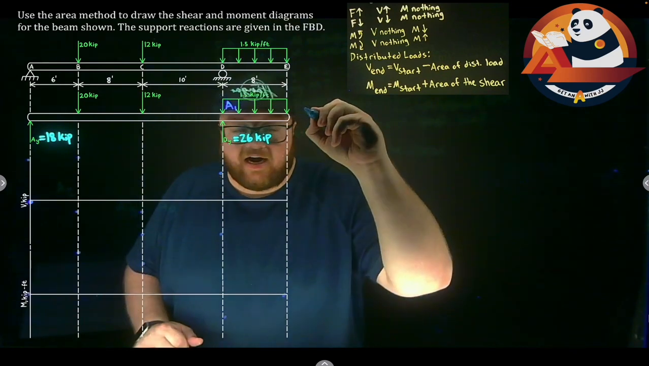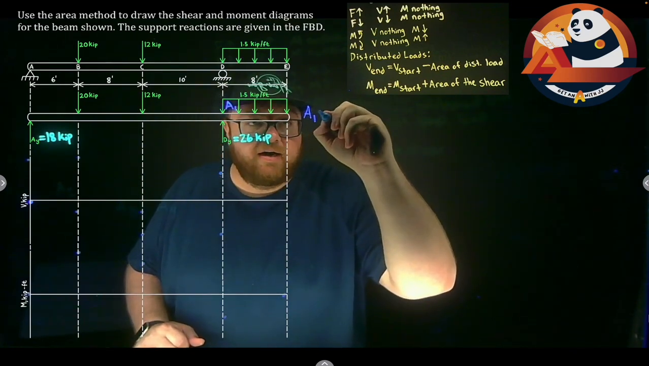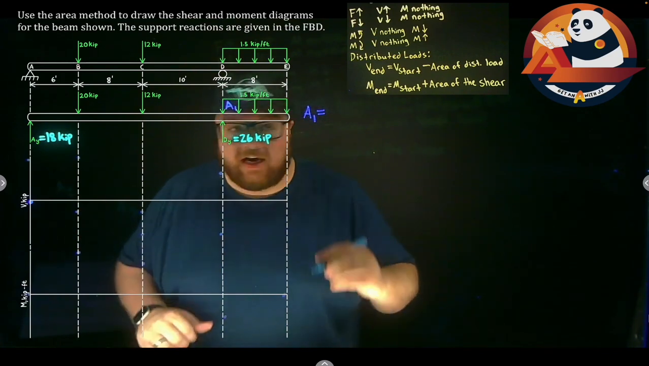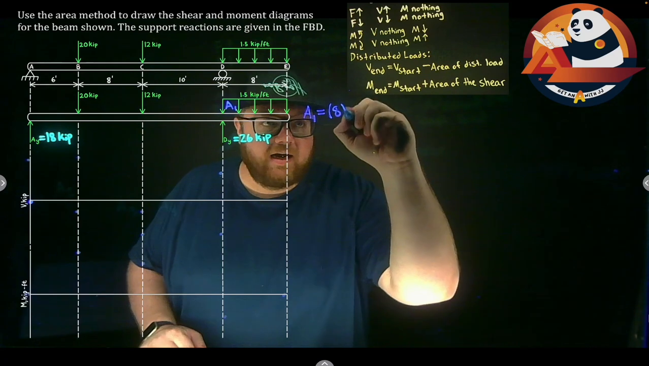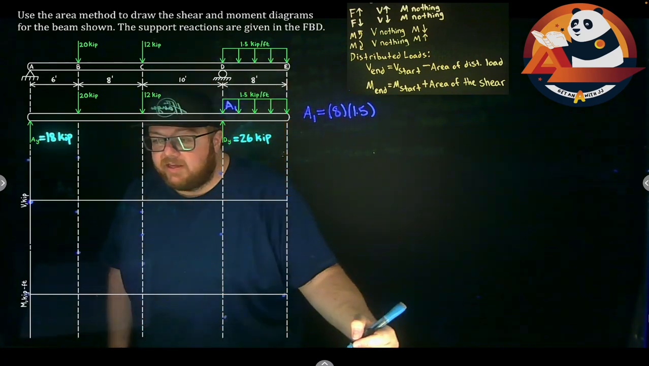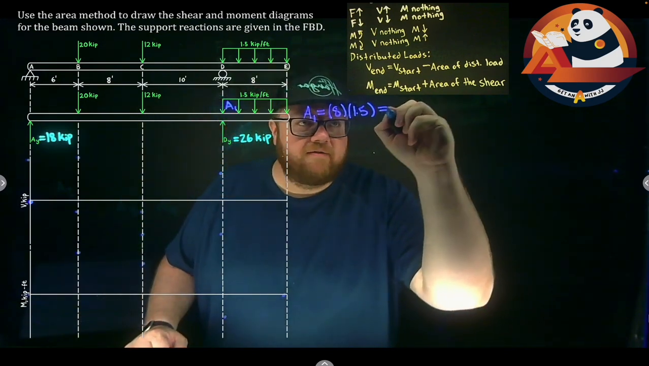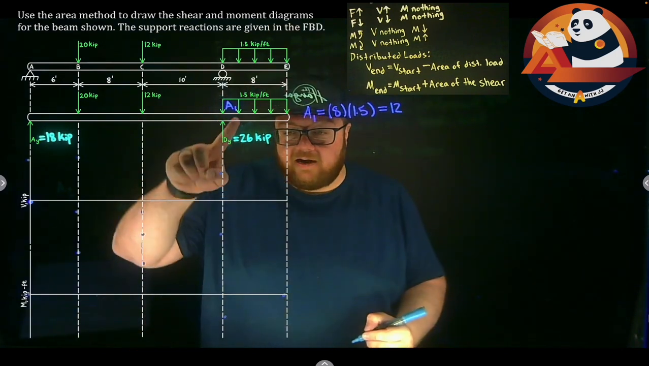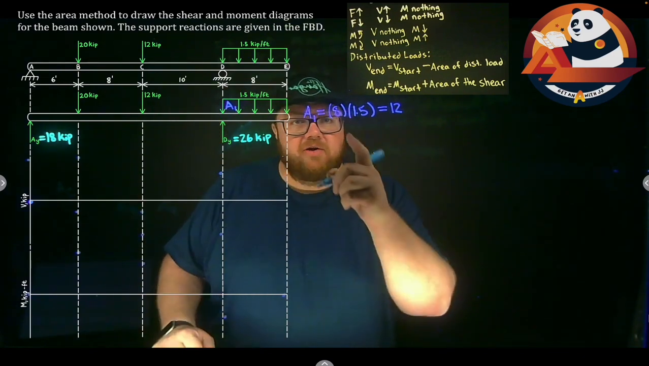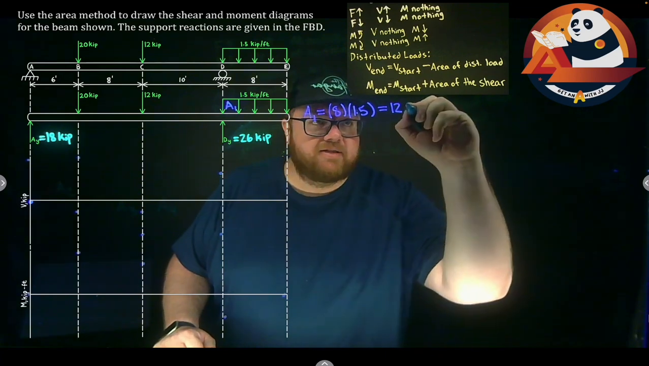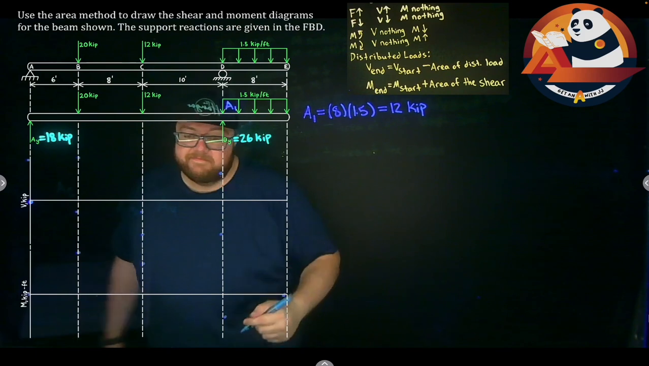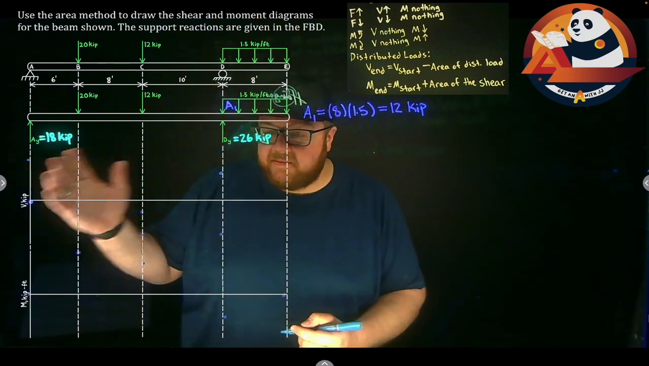We can just come over to the side and get that. Area 1 should be, well, the area of a rectangle is base times height. 8 times 1.5 is going to get us that this area is 12. In our units, we have feet for our distance, kips per foot for our distributed load, feet times kips per foot, the feet will cancel. We are left with kips for our unit, which is area of shear. But that's all the areas we need to make our shear diagram.